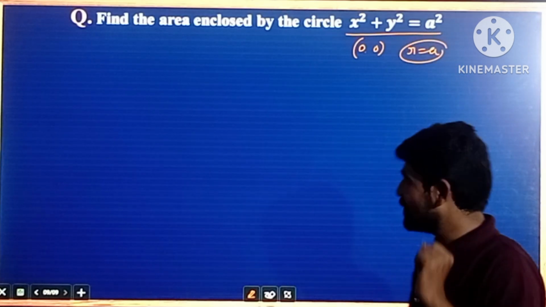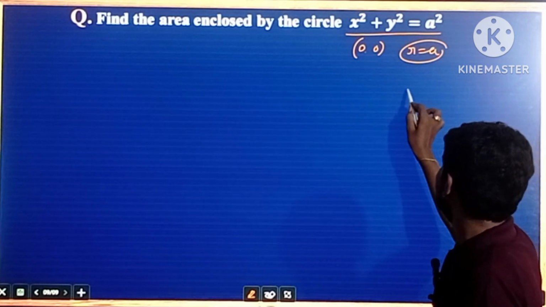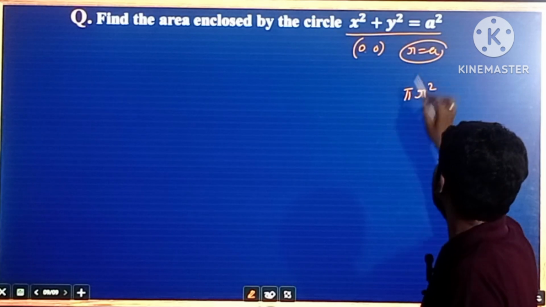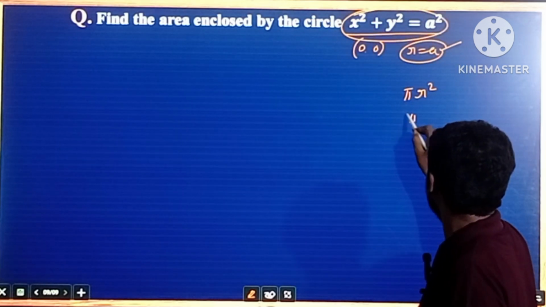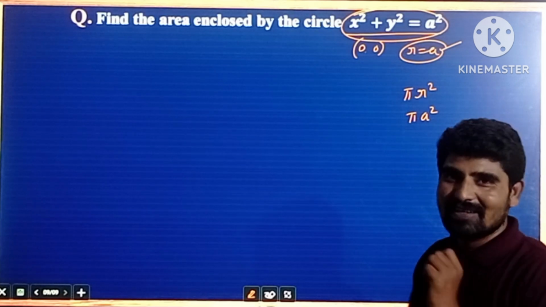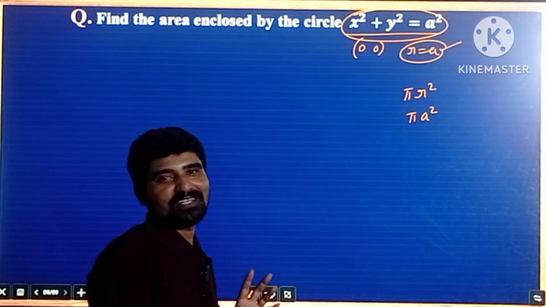And one more thing you need to observe here, we know already the area of the circle from geometry, area of the circle is equal to pi r square, where r is a, therefore area of this circle is definitely equal to pi a square. But we need to calculate using integration, then only you are going to get the marks in your board exam.